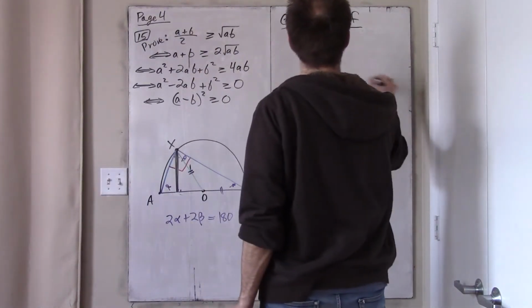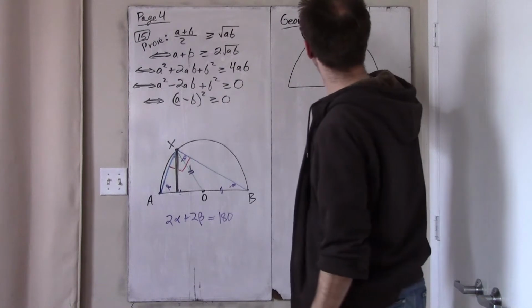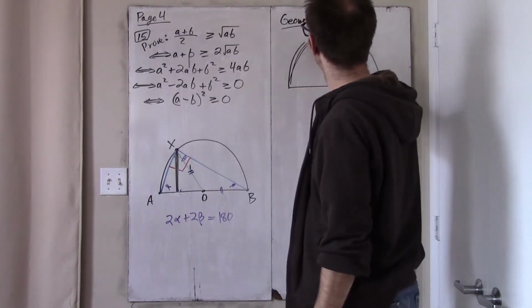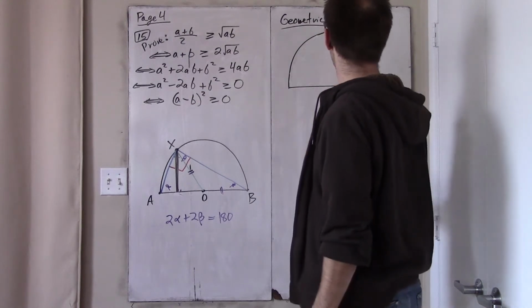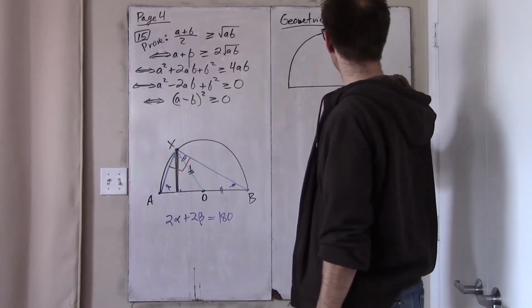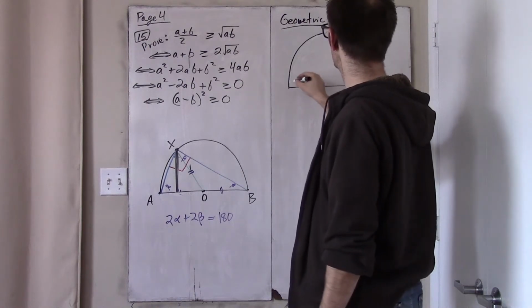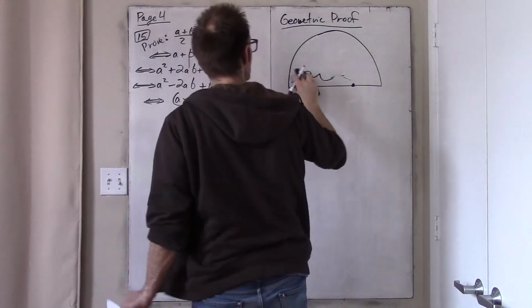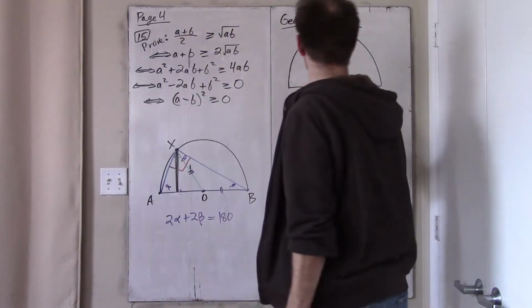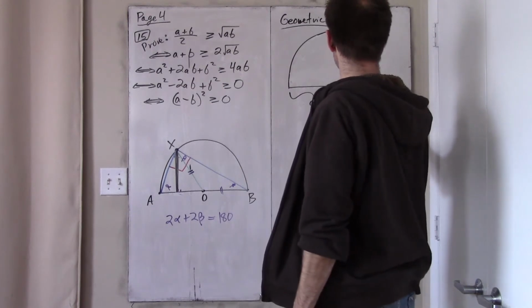So now I'll redraw it here. We consider a semicircle composed of two segments A and B. So let this be A and let this be B here.